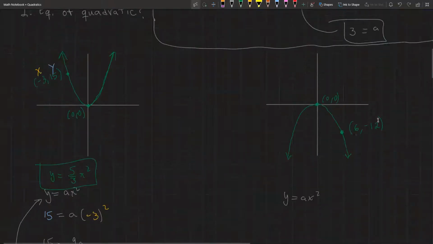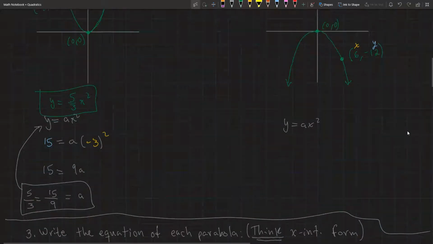What is the x value? Is it 6 or -12? It is 6. What's the y value? It is -12. Let's make the substitution.